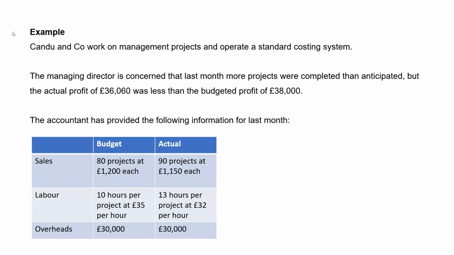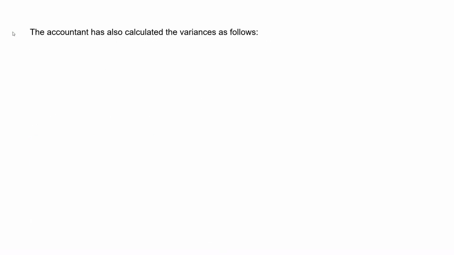So we've got budgeted amounts and the actual amounts. For sales, the budget was 80 projects at £1,200 each, whereas the actual amount was 90 projects at £1,150 each. So there were more projects, but at a lower value. Labour, the budget, 10 hours per project at £35 per hour. The actual was 13 hours per project at £32 per hour. So it took longer, but at a lower rate. And the overheads, the budget was £30,000, and the actual was the same amount of £30,000.